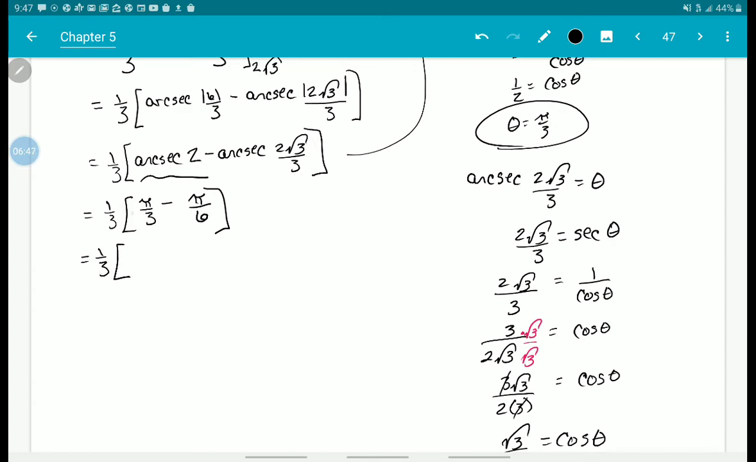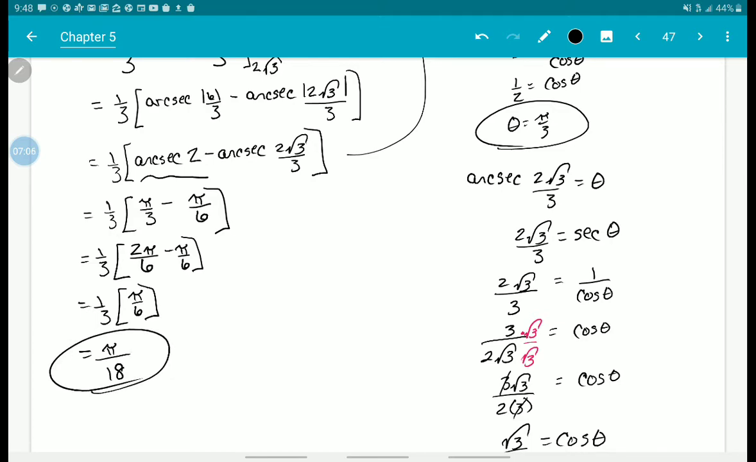So now we want to simplify this. We need to find a common denominator. So this is going to be 2 pi over 6 minus pi over 6. So we have 1/3 times pi over 6, which is pi over 18. So there's our final answer. That's the exact value that we're looking for.